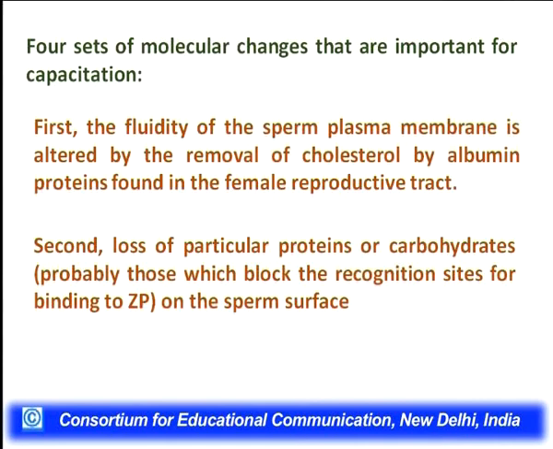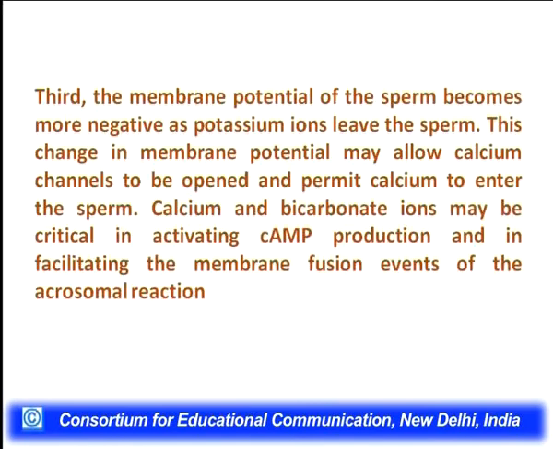Now, the loss of particular proteins or carbohydrates that block the recognition sites for binding to the zona pellucida facilitates the fusion of the sperm and the egg. And this occurs in the case of capacitation. These inhibitory proteins or carbohydrates are removed so that the binding proteins or binding carbohydrate chains can bind the sperm to the zona pellucida and therefore the mechanism of fertilization can take place.